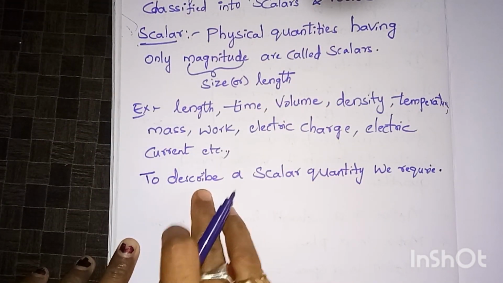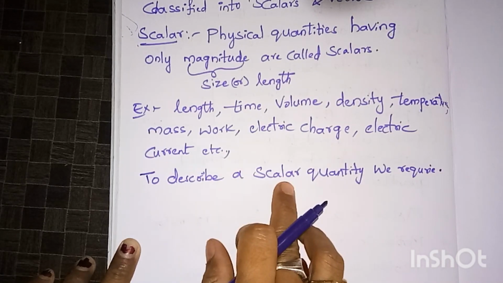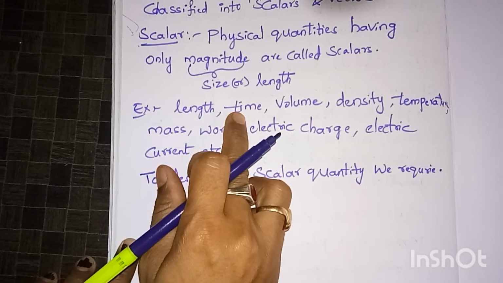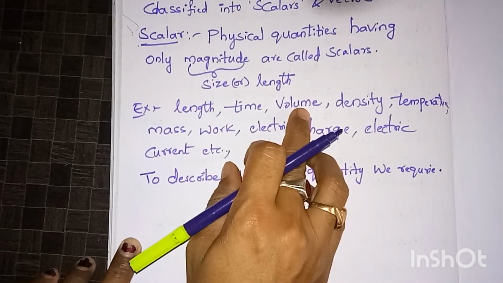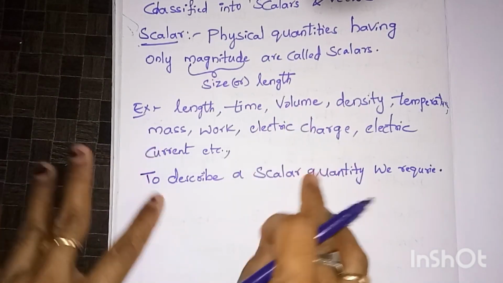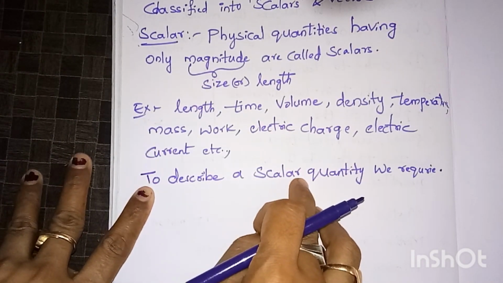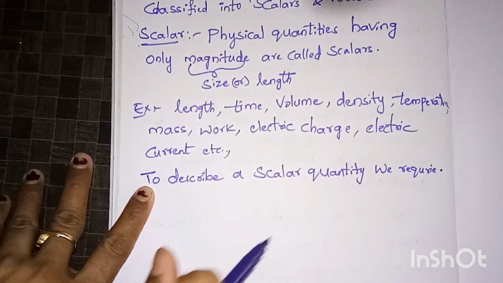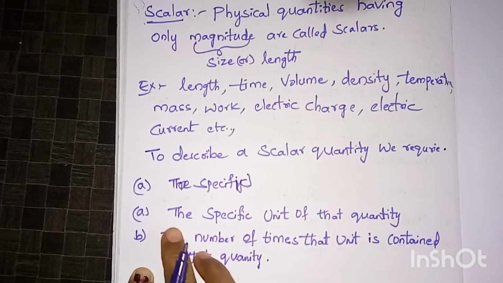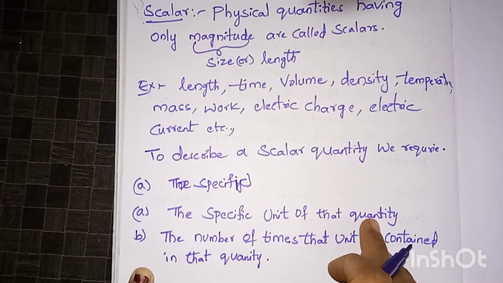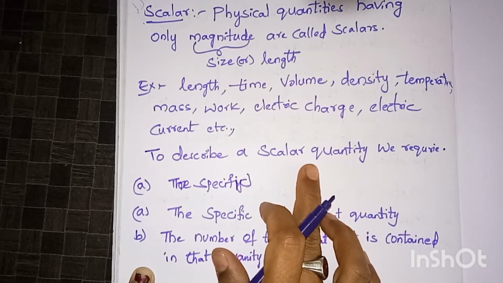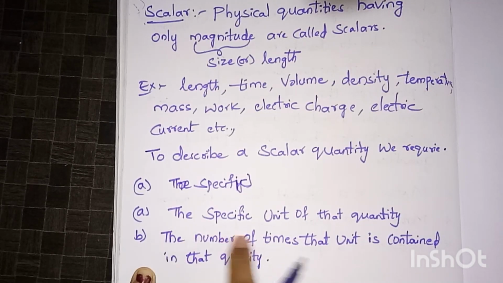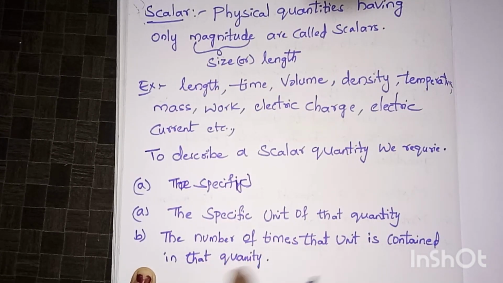So how can we describe a scalar quantity? Length can be considered a scalar quantity. Time can be considered a scalar quantity. So what do we need to describe a scalar quantity? We require a unit, the specific unit of that quantity. So to describe a scalar quantity, first we require the unit of that quantity, and next the number of times that unit is contained in the quantity.